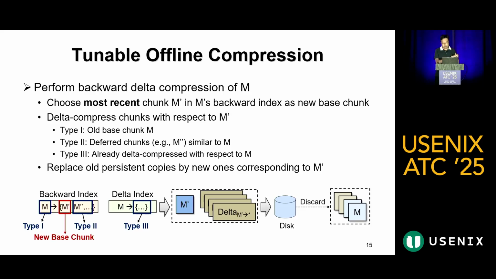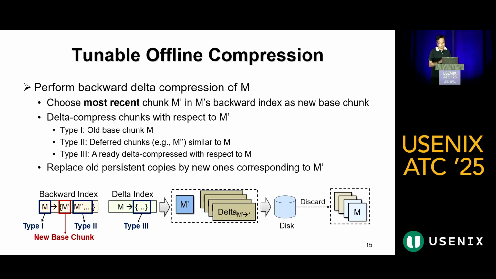However, there are different groups of chunks that we need to delta compress, including the old base chunks and some new chunks that are supposed to be delta compressed with the old chunks, but now we delta compress with the new chunks. And also some of the already delta compressed chunks, where we have to choose the new base chunks and redo the delta compression.